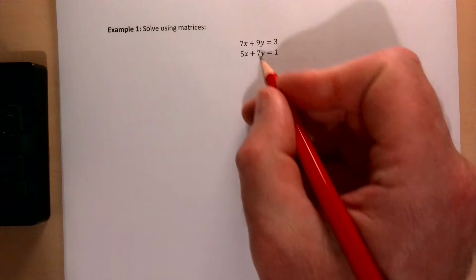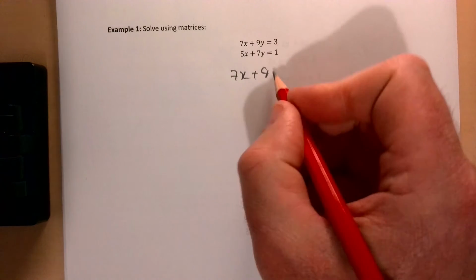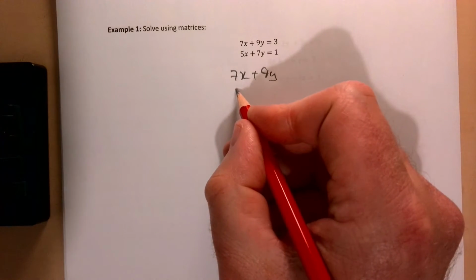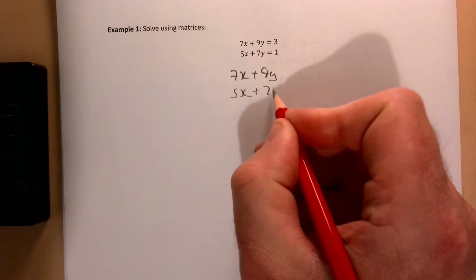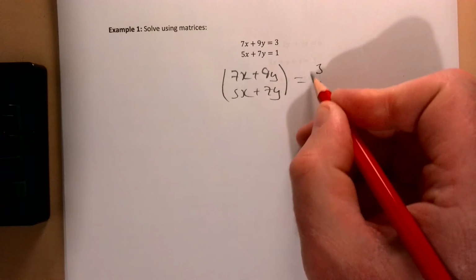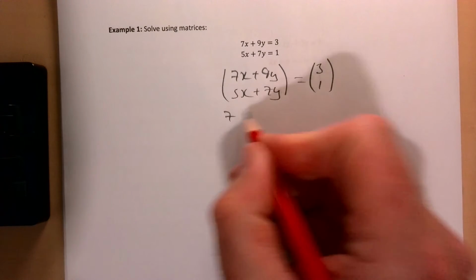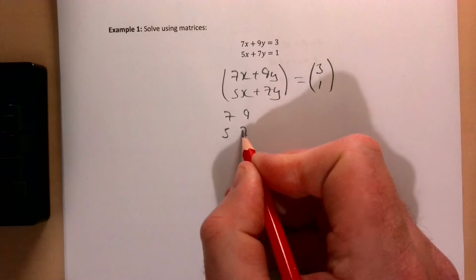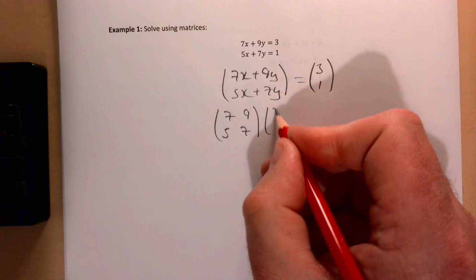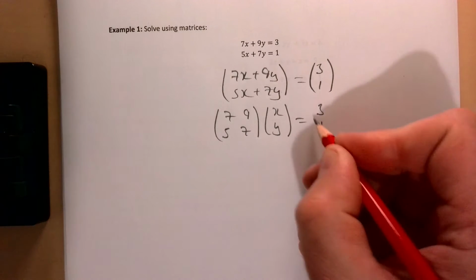So example 1 says solve using matrices. So we split these into two matrices. So our first one is 7x plus 9y. That's our first element. Next element is 5x plus 7y. And that's equal then to 3, 1. I then separate this out: 7, 9, 5, 7 upon x, y equals 3, 1.